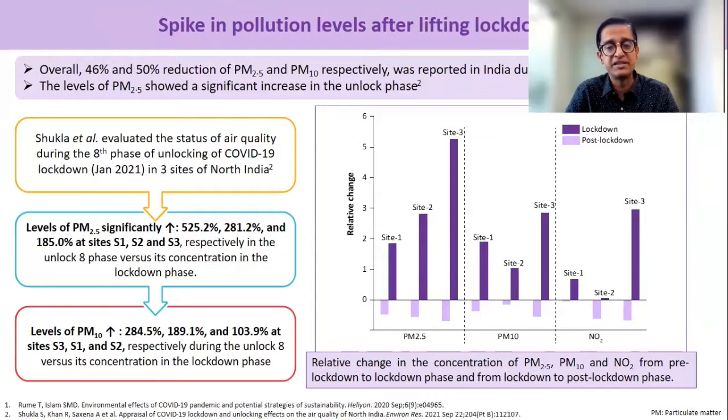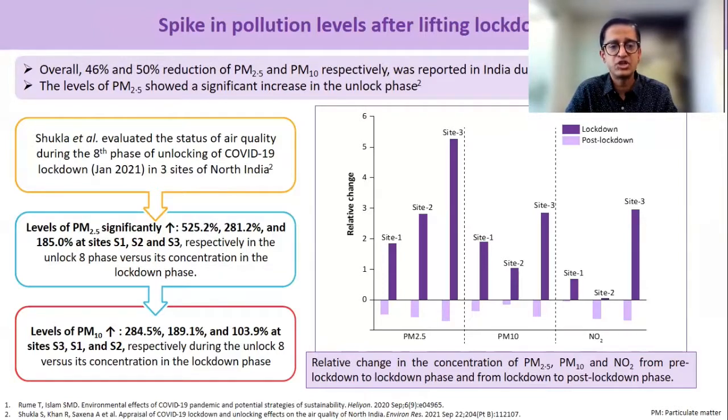It didn't come out of COVID. It came more as a result of lockdown, but the PM 2.5 and the PM 10 levels came down significantly. However, we've gone through a phase now when lockdown has gradually been lifted. And there's this study from Shukla et al., which looks at how the PM 2.5 and the PM 10 levels have gone up again in the unlocking phase. So 3 different sites are being looked at. They are all sites in North India.